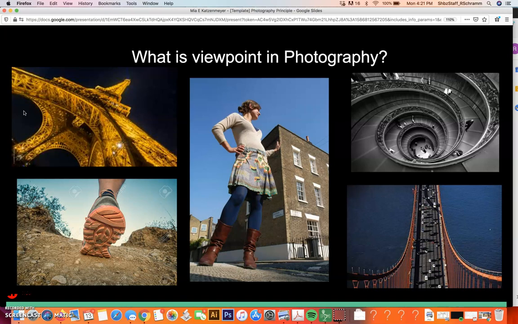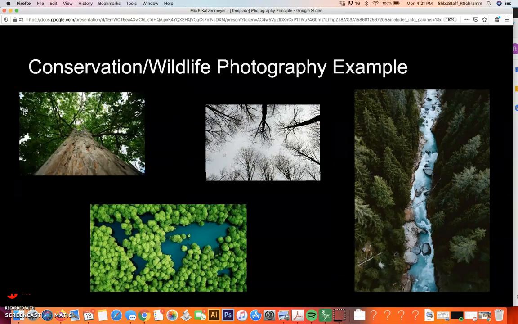So the image of the model, you can see that because it's down low looking up, she almost looks like she's the same size as that building, and it just creates a really interesting effect. You could get down really low and take a picture as if you're an animal. You could get up really high and kind of look down. There's a lot of different ways to do it, but it's really about changing the perspective and angle of the photo.